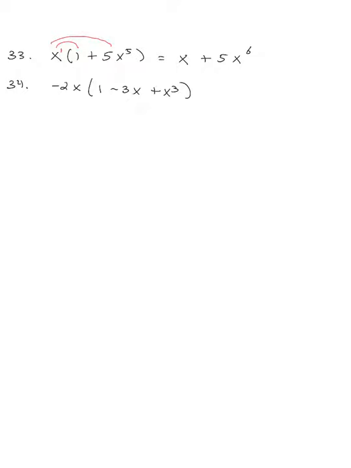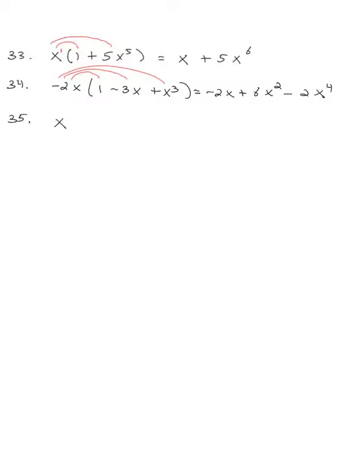For 34, we have -2x times 1 minus 3x plus x cubed. The distributive property says that no matter how many terms there are, you multiply to all of them. A nice thing to point out is if you have a negative out here, it's going to change the sign of everything inside the parentheses. So we get -2x, we'll then get a positive 6x squared, but then a negative 2x to the 4th.